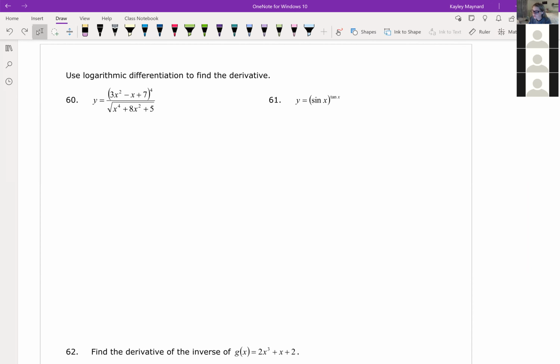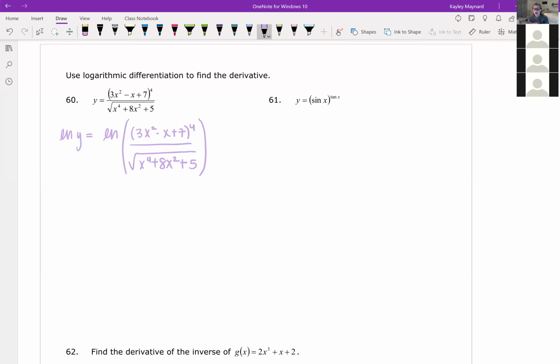And yes, it's going to be helpful to remember any of your algebra principles about logs, because ultimately the goal is to use ln to simplify these expressions. So try to remember any of those properties of logs. So first step, take ln of both sides. So ln of y is equal to ln of this whole thing. 3x squared minus x plus 7 to the fourth over the square root of x to the fourth plus 8x squared plus 5.